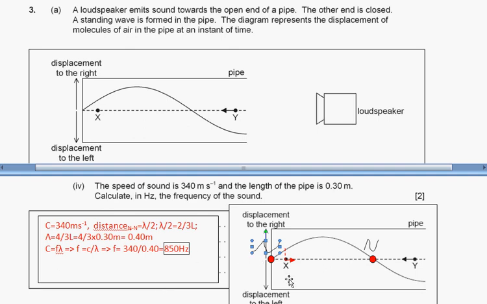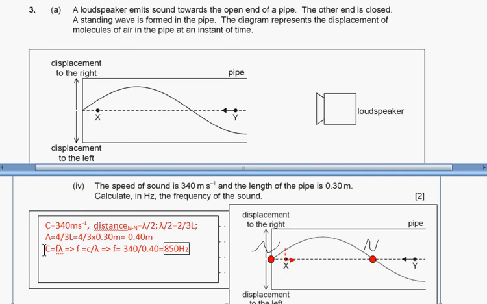So distance between node and node is lambda over 2. It means that lambda over 2, this is lambda over 4 together, so we can say that lambda over 2 equals 2/3 of L. Yeah, so from this we can find lambda. So from here to here lambda over 2, from here to here lambda over 4, lambda over 4 and lambda over 2, 3/4 over lambda, or lambda equals 4/3 of L.